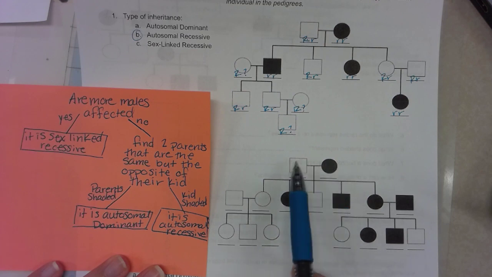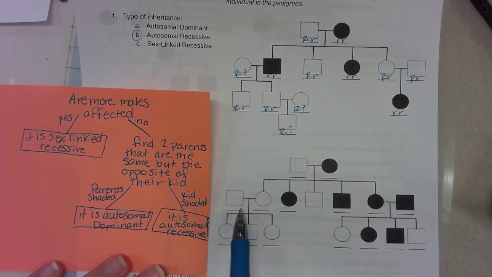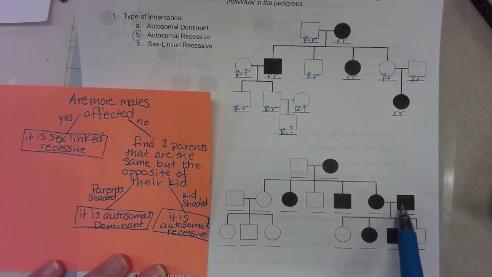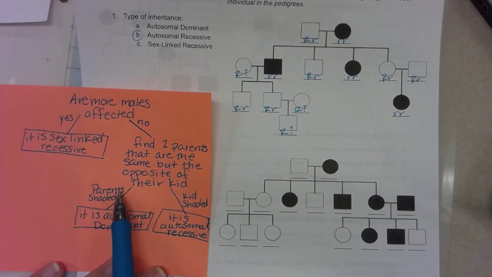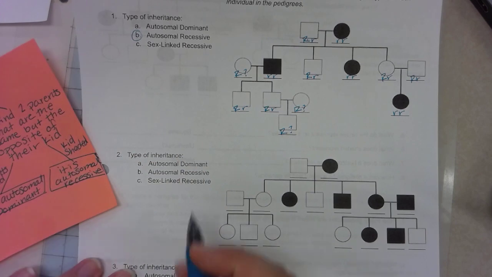These first two parents are not the same, so we cannot use them. The second set of parents, they are the same. However, they do not have a kid that is different from them, so we cannot use them. This set of parents over here is the same, and they have a kid. They actually have two kids that are different from them, so we can use them. So we look, the parents are the ones that are shaded, so this is going to be autosomal dominant.